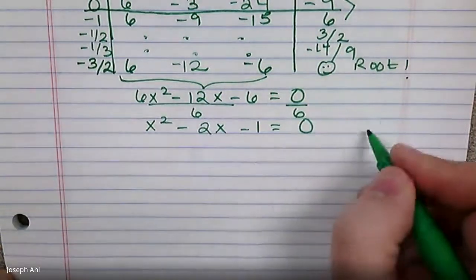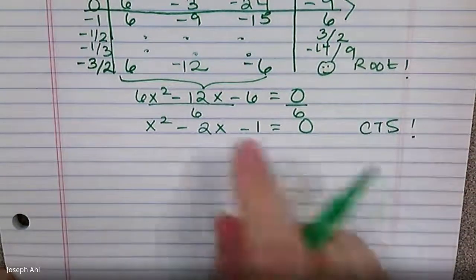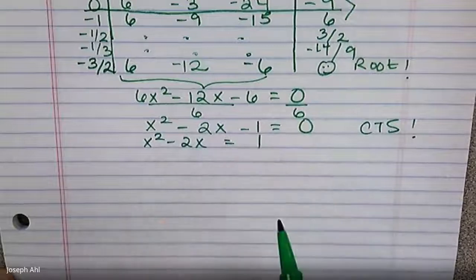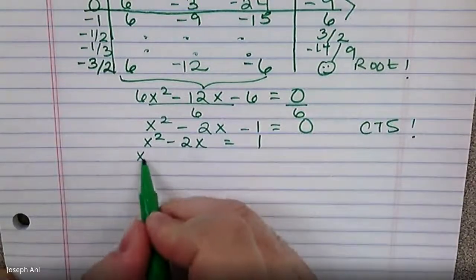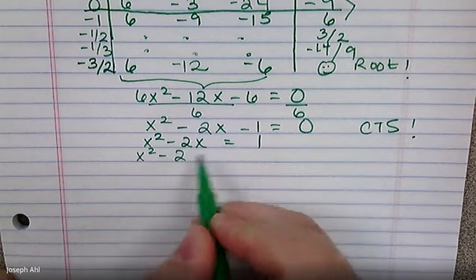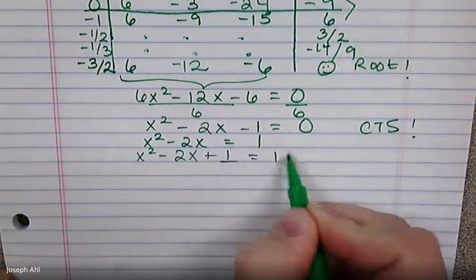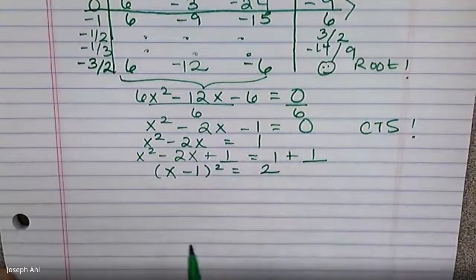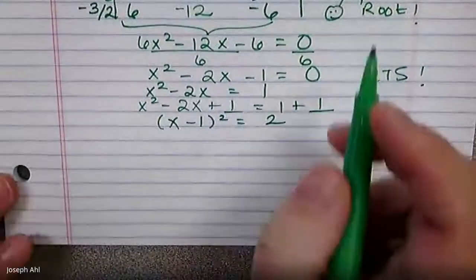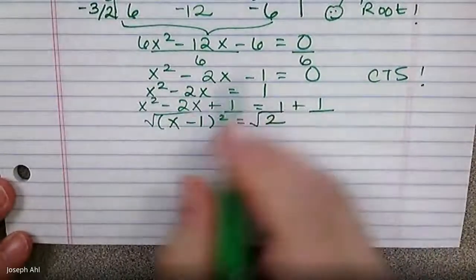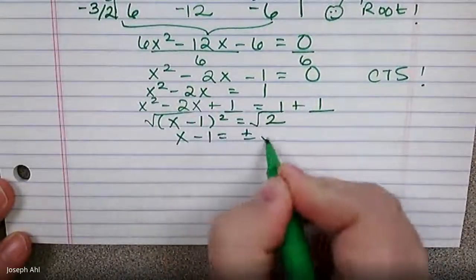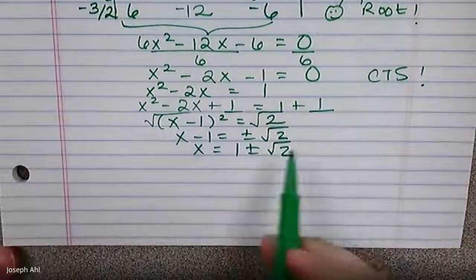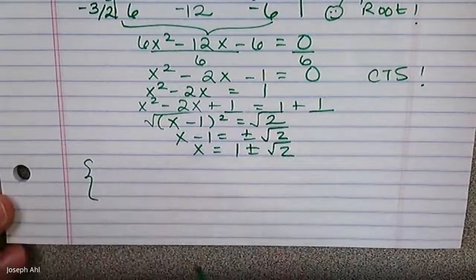So I'm going to solve this by CTS. I'm going to complete the square. If you want to use the quadratic formula, we should get the same answers. But I'm going to add this 1 to the other side. And then to complete the square, b over 2 squared is going to be 1, so you're going to add 1 to both sides. You should be pretty good at solving quadratics with whatever algebraic technique you're most comfortable with. So square root, x minus 1 equals plus or minus the square root of 2. So we get 1 plus or minus the square root of 2 as the other roots.